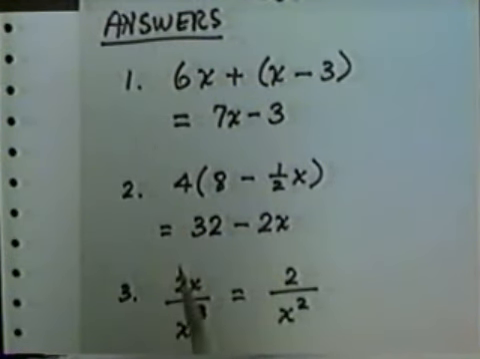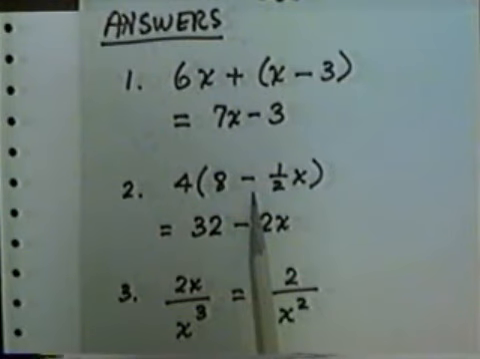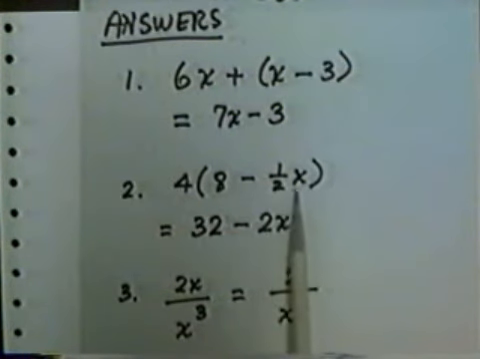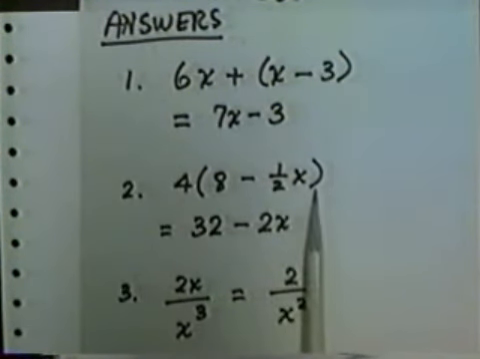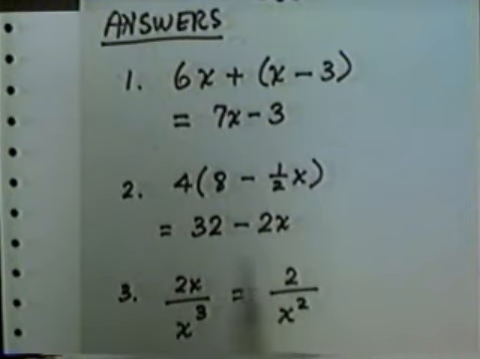For exercise number 2, 4 times, in parentheses, 8 subtract 1/2 x, close the parentheses. When you have finished simplifying, the final answer should be 32 subtract 2x.